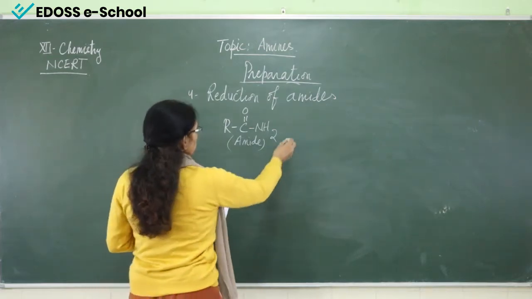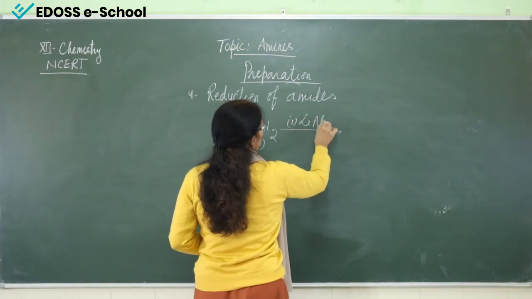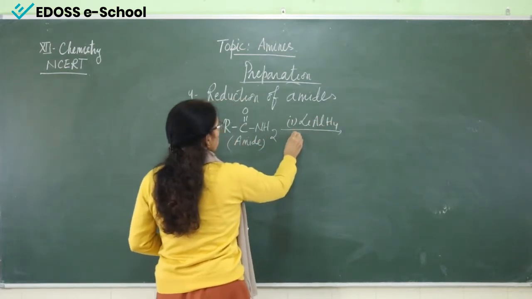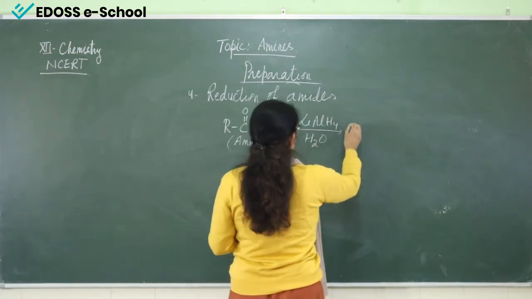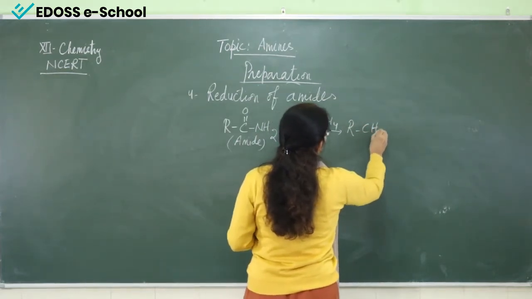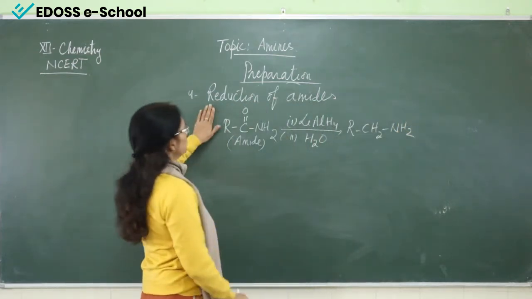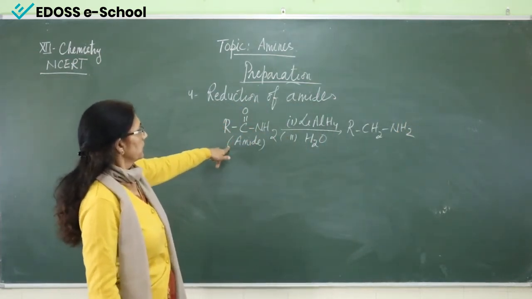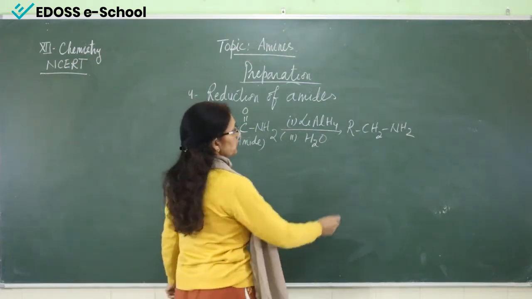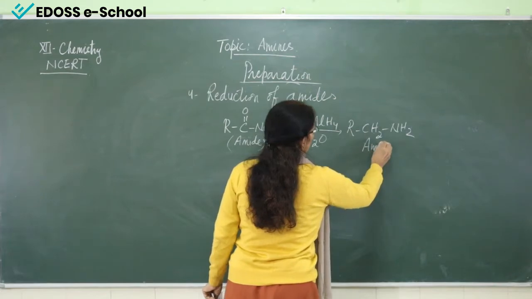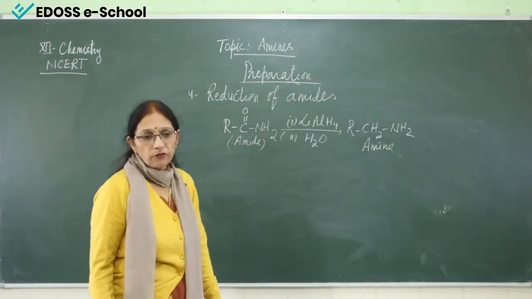See here, in the presence of lithium aluminium hydride and water, we are getting RCH2NH2. So this is a very simple reaction. This is also a conversion type of reaction, how to convert amide into amine. So this is amine. So this is the next method of preparation of amines.